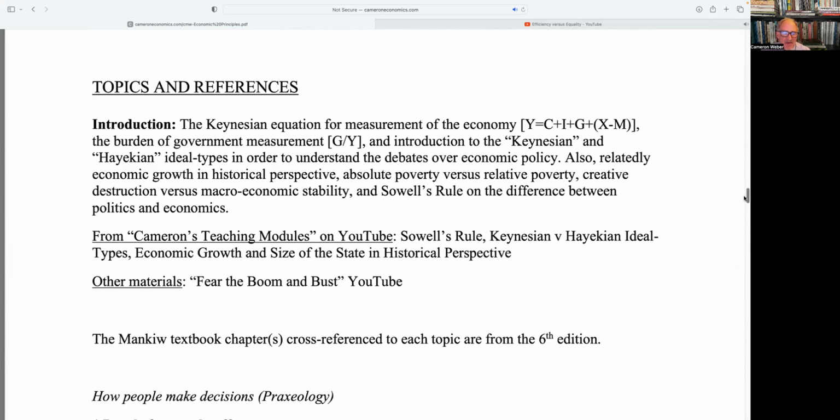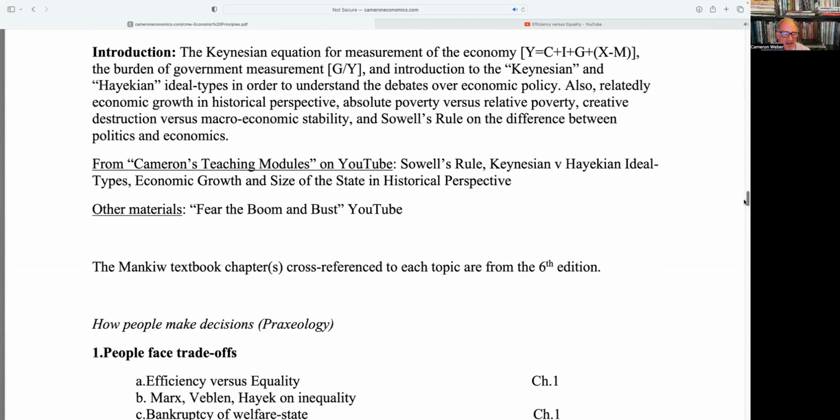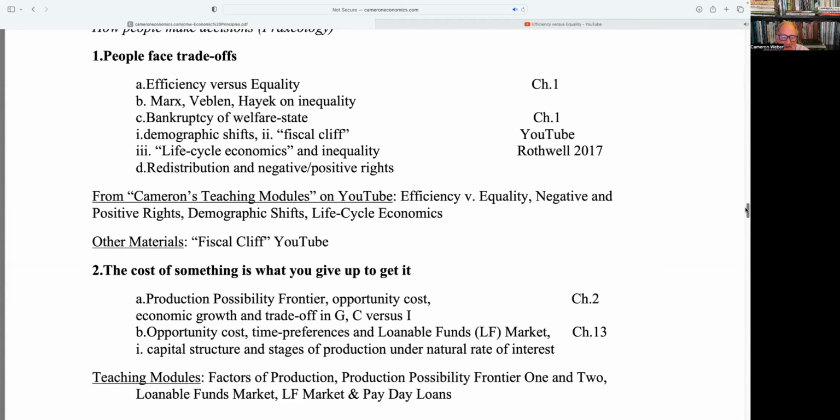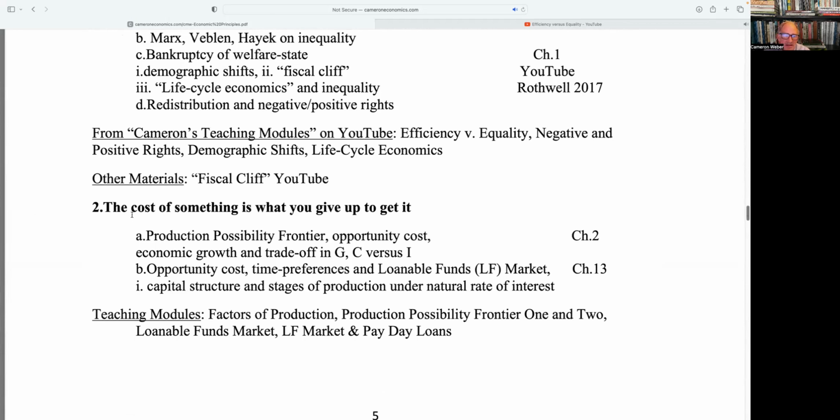So you have topics and references. Start with an introduction and then praxology. The first thing is people face trade-offs. You can't have as much of everything as you want. And then, what is opportunity cost? The second principle is, what is opportunity cost? What do you give up to get something else? And then there are different economic models that show that.